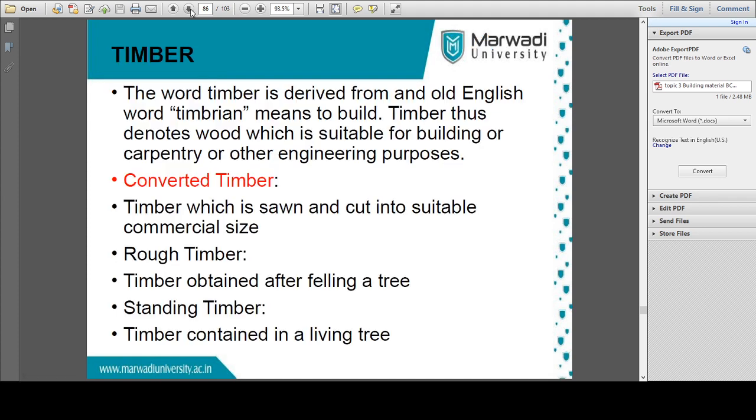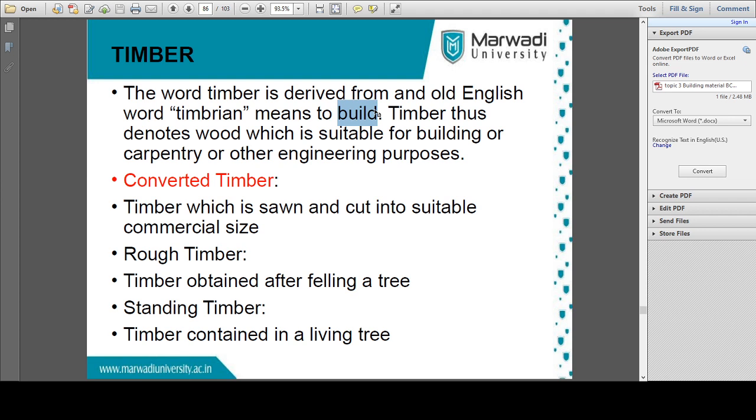Okay, so the next construction material is timber. Before proceeding further, timber is a raw material which is available in trees, obtained by cutting the trees, and it is in natural form. The word has been derived from the word timberian, which means to build. So we mostly use timber as a construction material for buildings, and the best example where timber is used as a building material is Japan.